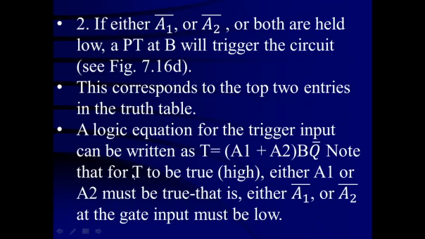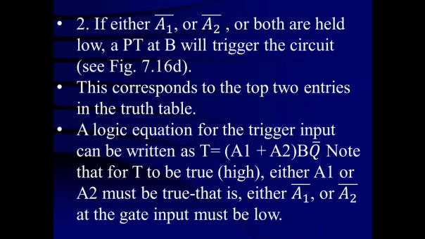Note that for T to be true, that means T to go from 0 to 1, either A1 or A2 must be true. That means this is an OR gate, so one of the inputs should be high. Then the output of this AND gate, which has three inputs: one input is the output of the OR gate, which is A1 plus A2, another input is B, and the third input is Q bar. So the output of the AND gate changes from low to high when Q bar is high.